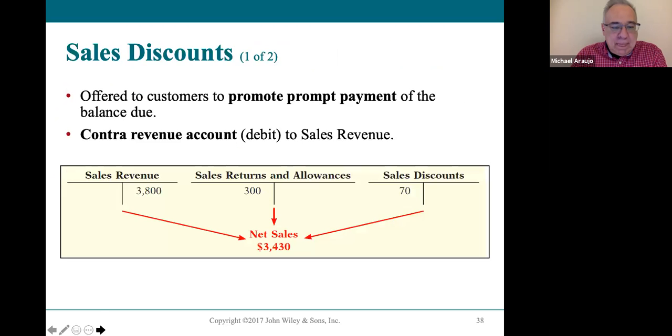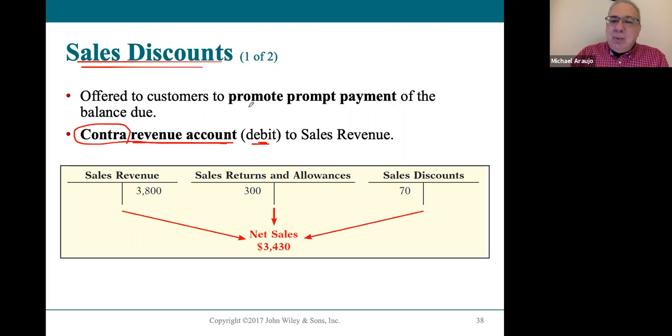Okay. Well, what if the buyer decided to take the discount, pay within 10 days, and sent us less cash than what we were thinking? Well, that's a whole other account. That sales discounts is another revenue account. But like sales returns and allowances, it's a contra revenue account, which means that it has a debit side balance.